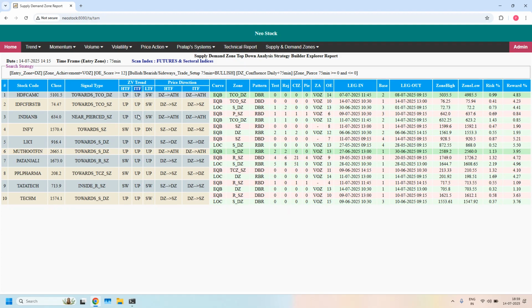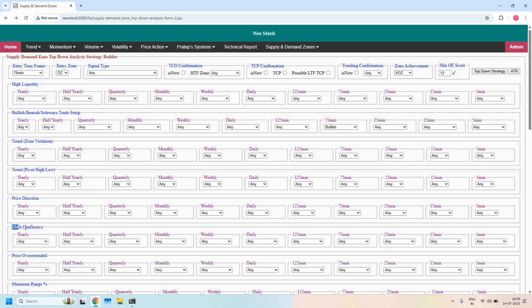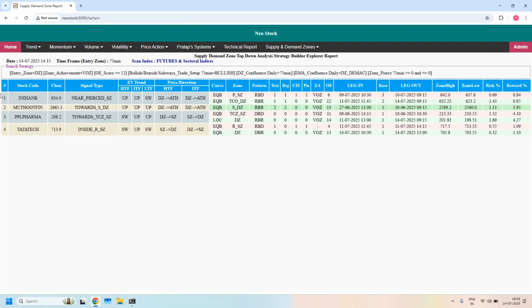Because ITF trend, that is a daily trend, is up, we can further filter based on daily demand zone having daily EMA confluence. So we got 4 stocks. That way these 4 75 minutes demand zones might be having high probability to get success, provided less than 20 checklist items are satisfied. Otherwise zones might be violated.